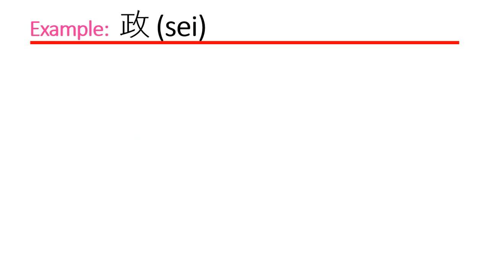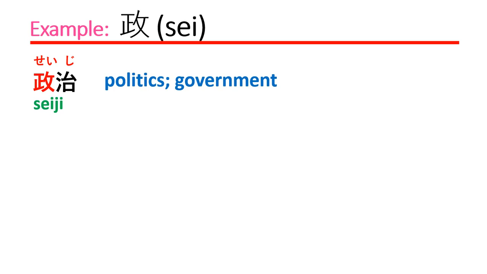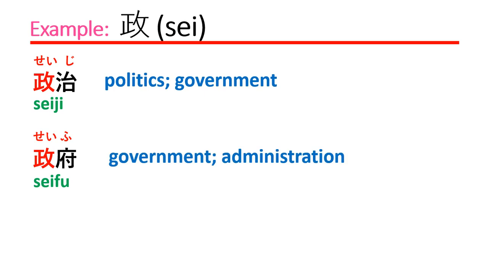Next, let's see some samples of the kanji sei. The first, seiji, means politics or government. Seifu means government or administration. For example, you can say Nihon seifu, which means the government of Japan, or the Japanese administration.